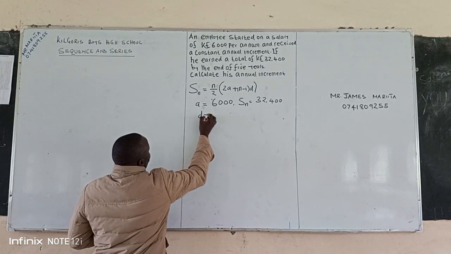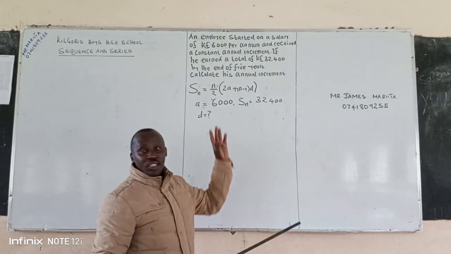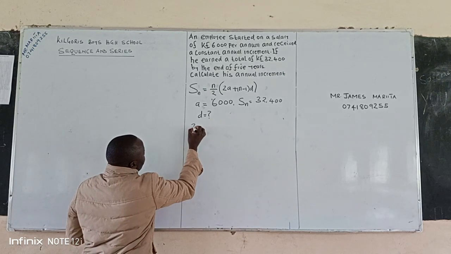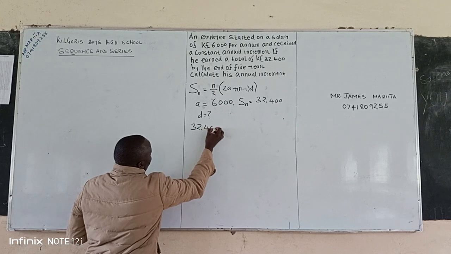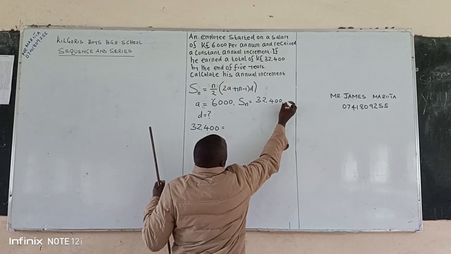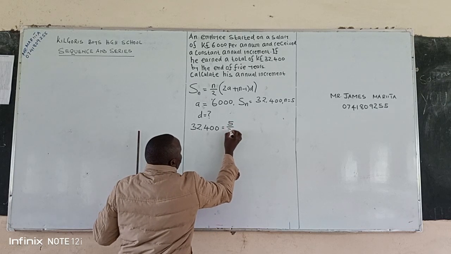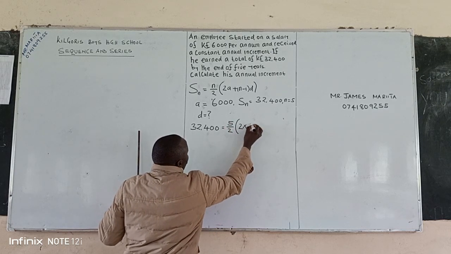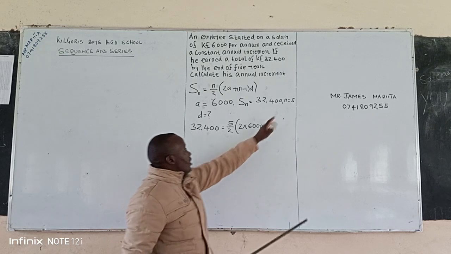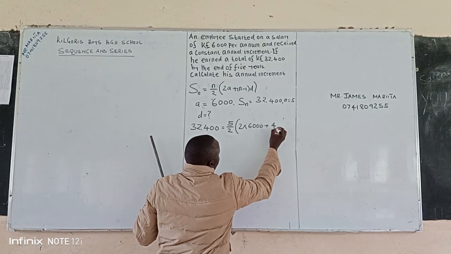So we are finding the common difference, which is the annual increment. After identifying this, we substitute the known values into the equation. We have 32,400 equals n, which is 5 years, so 5 all over 2, times 2a, which is 6,000, plus (n minus 1), which is 5 minus 1, which is 4, times d, so 4d.